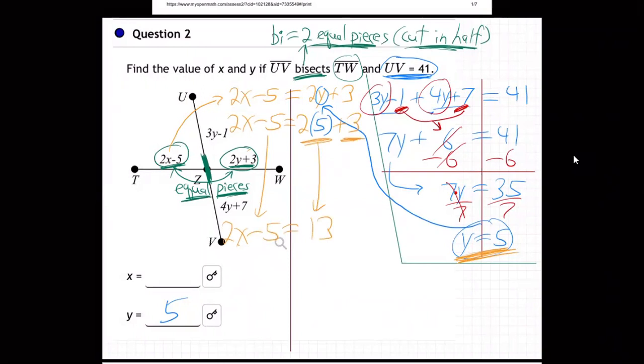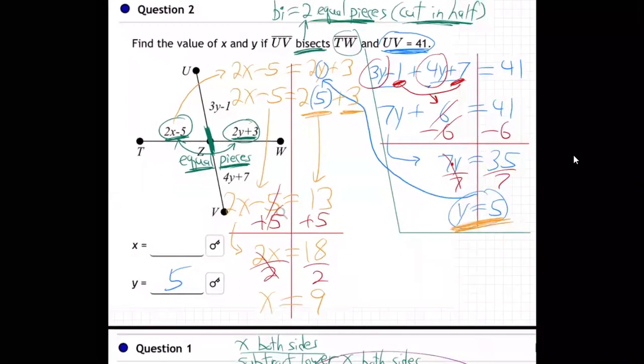And then we just finish solving for x. Just get x alone. So add 5 to both sides. Boom, boom. 2x equals 18. Divided by 2. X is 9. There we go. X is 9. And we got it. So we got x is 9. And we bring that up. And so there we go.